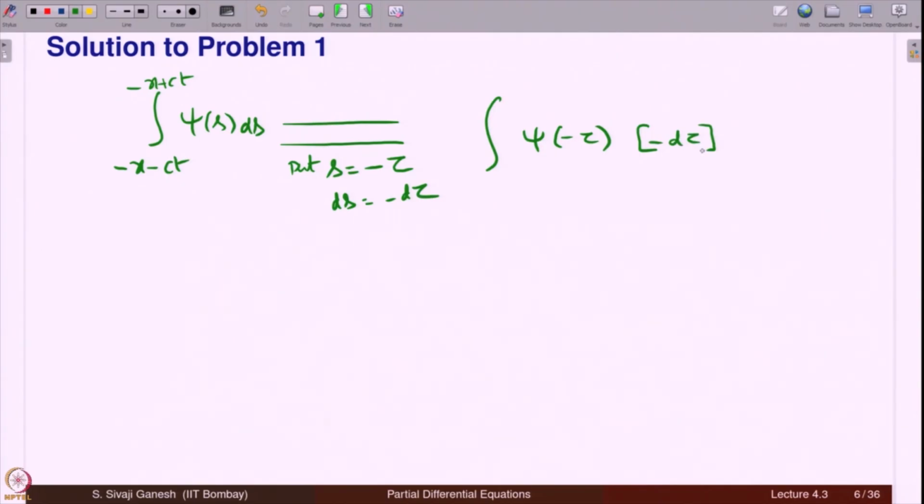And now the limits: when s equal to minus x minus ct, what will be tau? It will be x plus ct, because tau is minus s, and when s is equal to minus x plus ct, tau will be minus s, therefore this will be x minus ct.